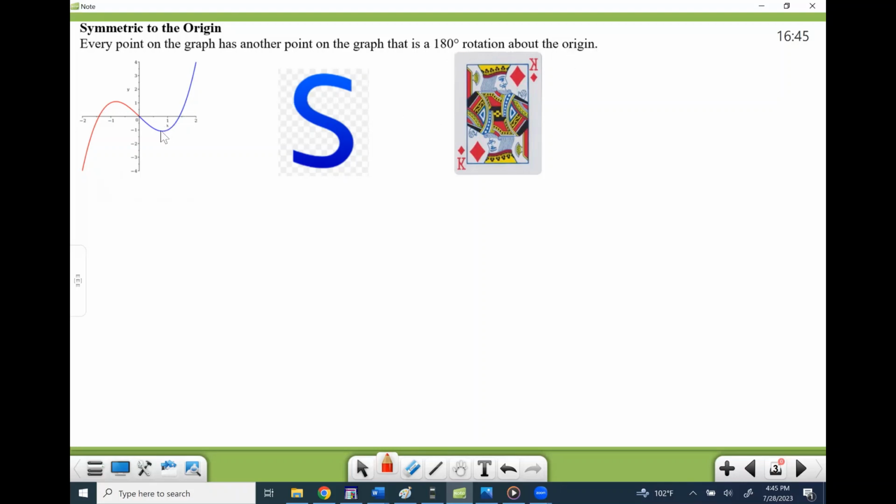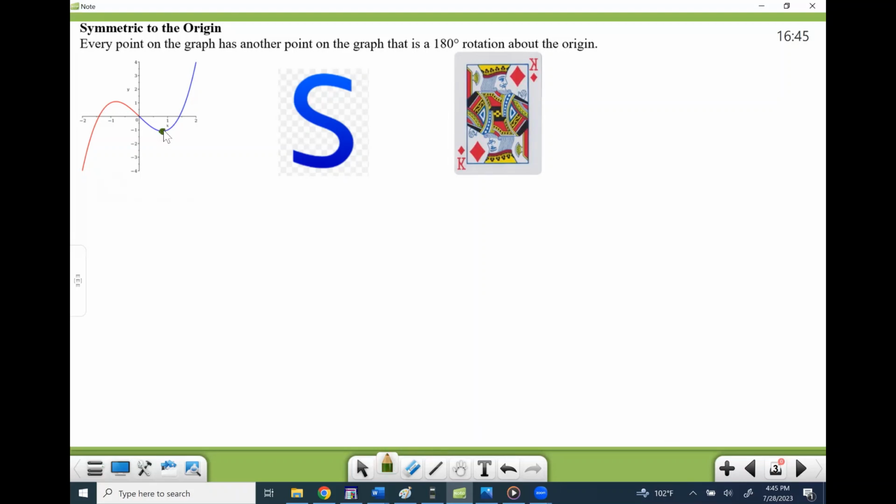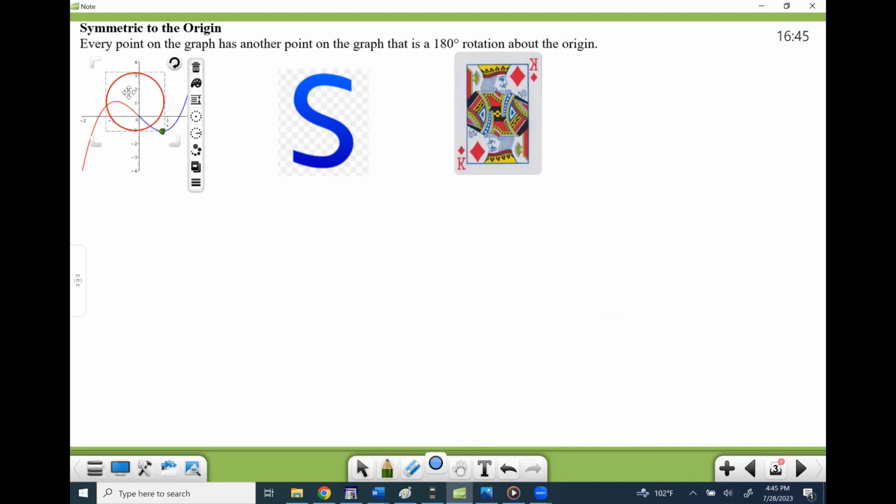So if you picked a point, let's go with this one right here, and rotated 180 degrees, well, 180 degrees is half of a circle, right? So if we rotated about the origin half a circle, I'm terrible at drawing this without a compass. Maybe it'd be best if I just drew a circle there, let's see if that'll make it clear.